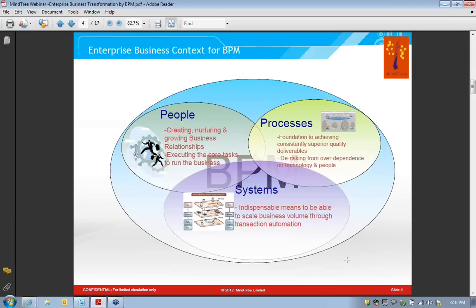here we are trying to touch upon the context in which BPM kind of technologies are applicable in an organization landscape. Three mainstream pillars of any organization's IT landscape, plus the operational landscape, we can classify, as all of us are aware, as people, processes, as well as systems. So, trying to set context for the roles of all these three pillars in an enterprise business context: people are for creating, nurturing, growing business relationships internally.